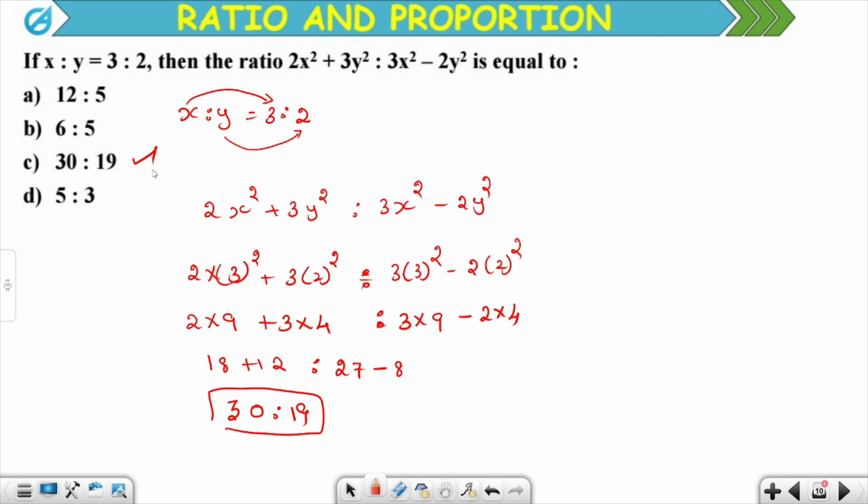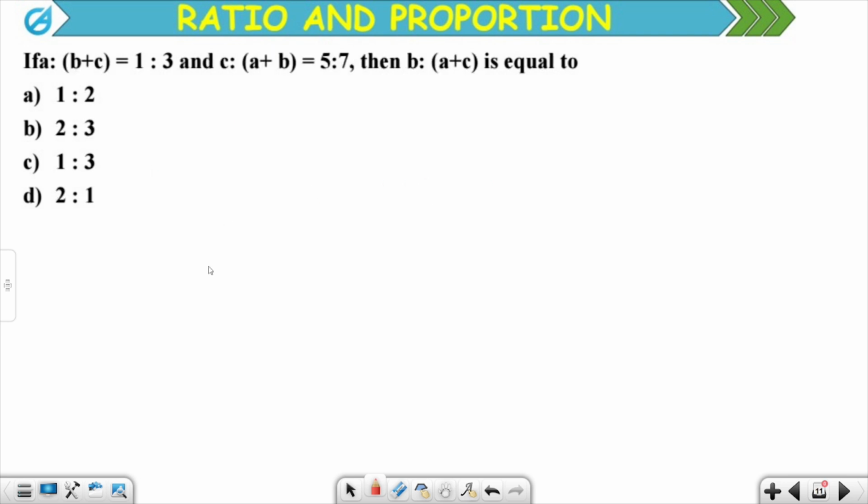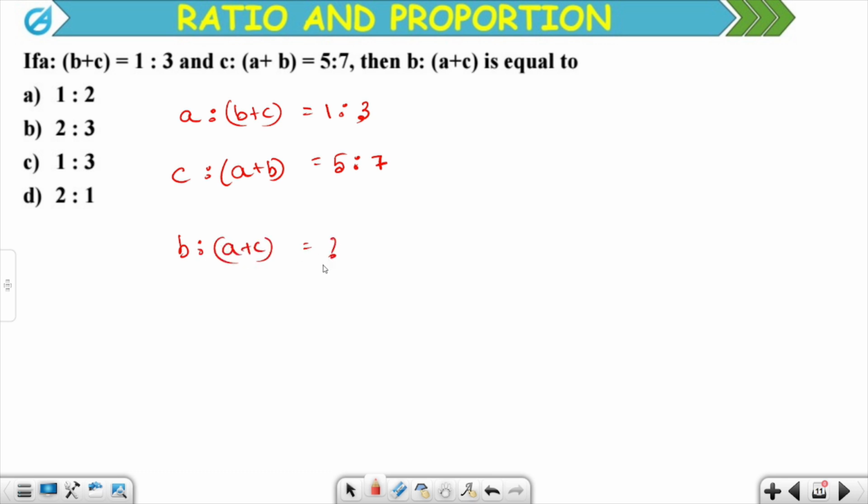Okay, fine. Next one. See what they have given. A is to B plus C together is equal to 1 is to 3. Next, C is to A plus B together. What is the ratio? 5 is to 7. And what they are asking you to find is B is to A plus C together. Okay, see how to approach this question.